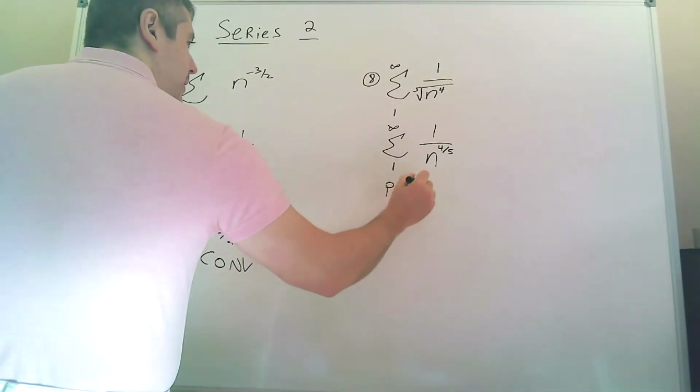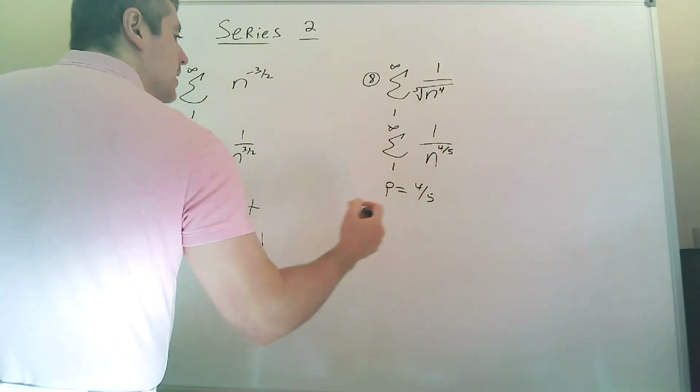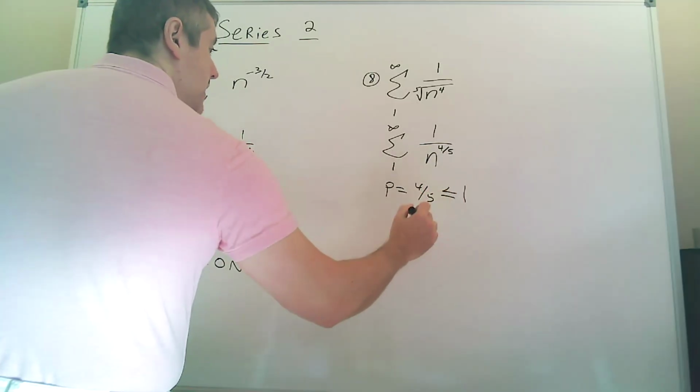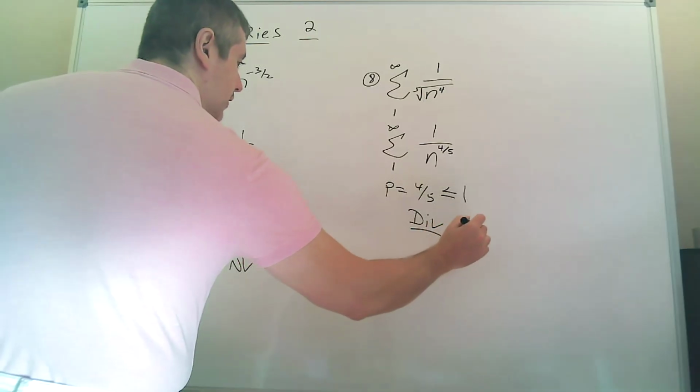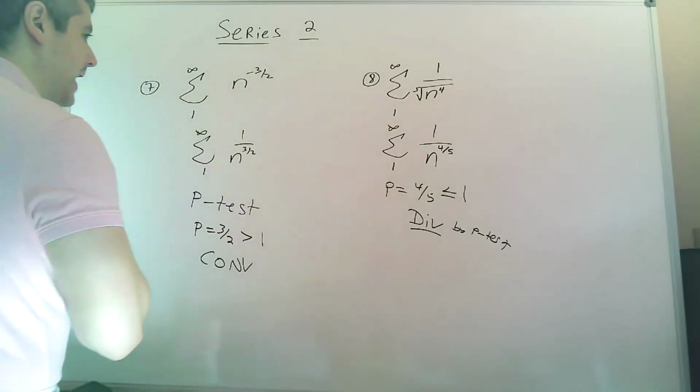Here, p, the power, is 4/5. Why can I use the p-test? Because there's a 1 there. That power is less than or equal to 1. Hence, diverge by the p-test. I'll even write it this time because I love the p-test. As long as you have a 1 on top, I gave you a gift.